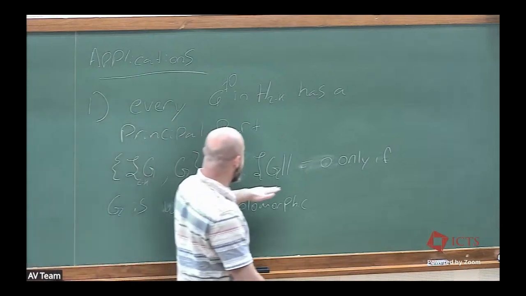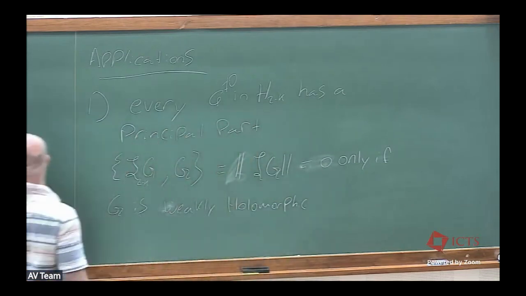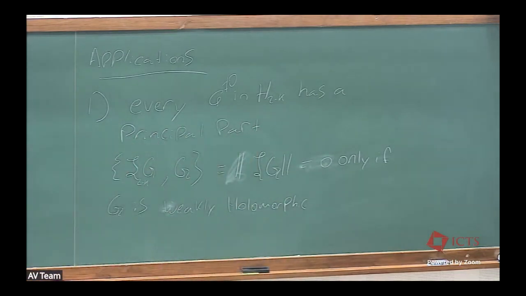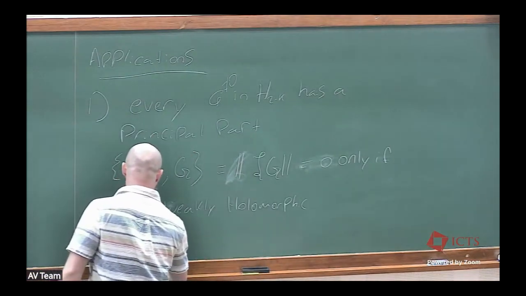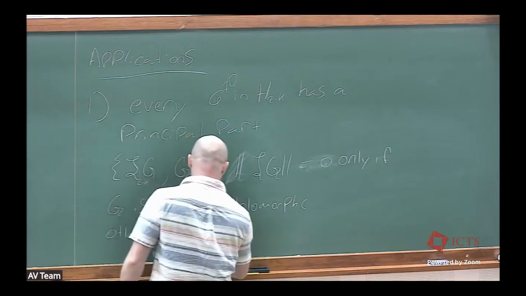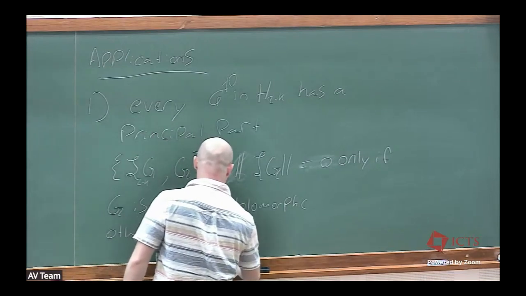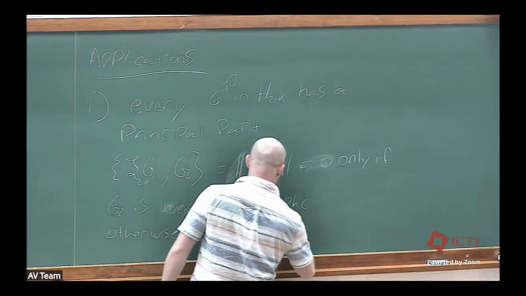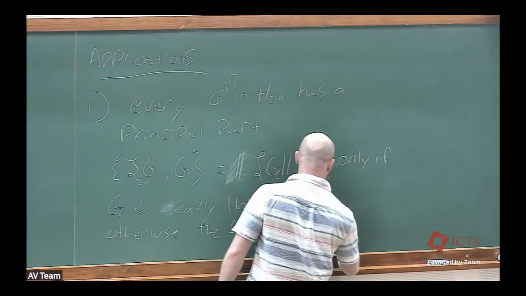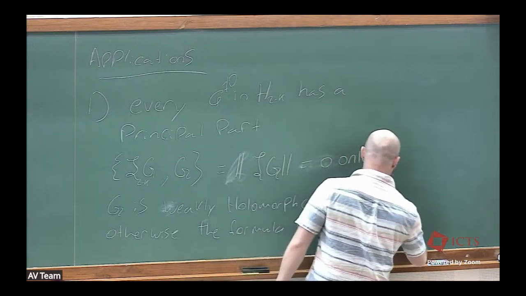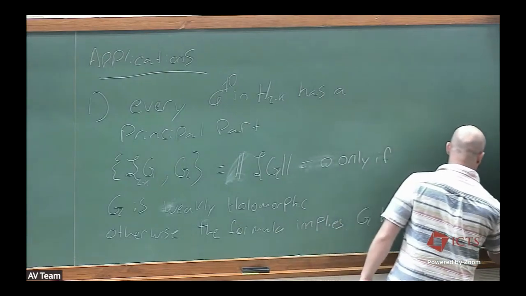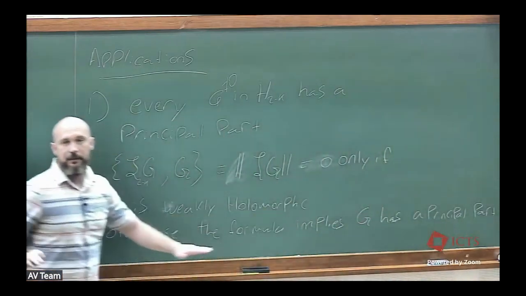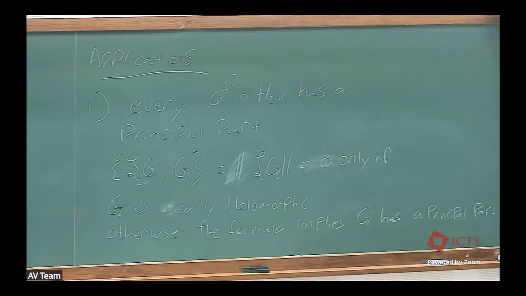And so in the case that this is non-zero, well, then we can look at this calculation. The only way that this has non-zero terms is if I have a principal part. Otherwise, the formula implies G has a principal part. Okay. Is that clear? I know I'm kind of sketching that. I can go into more detail if we need to.